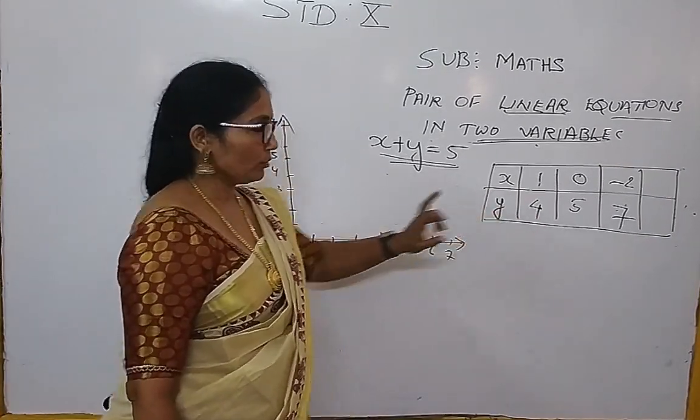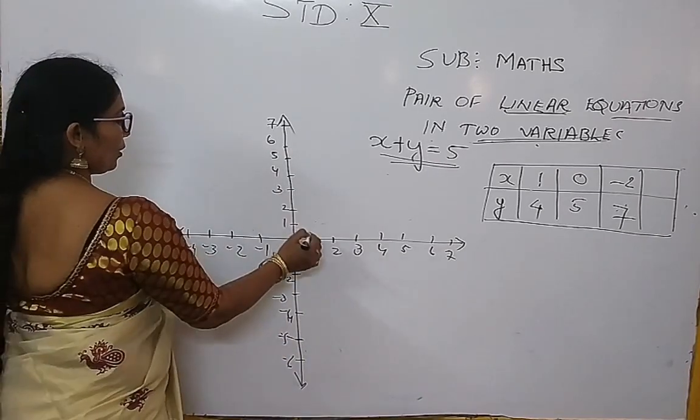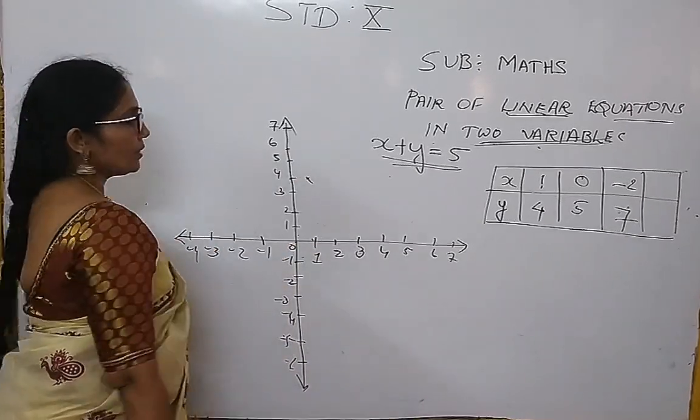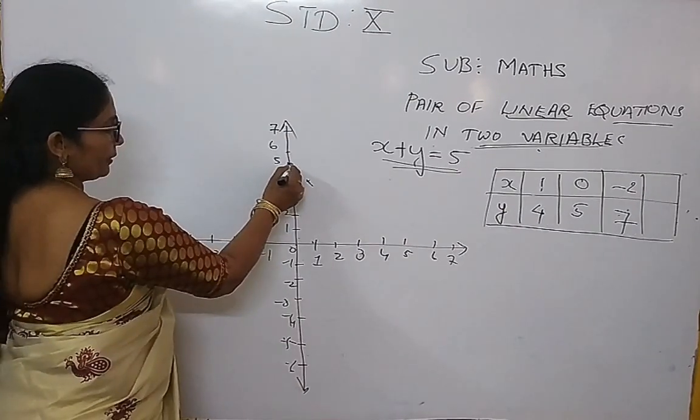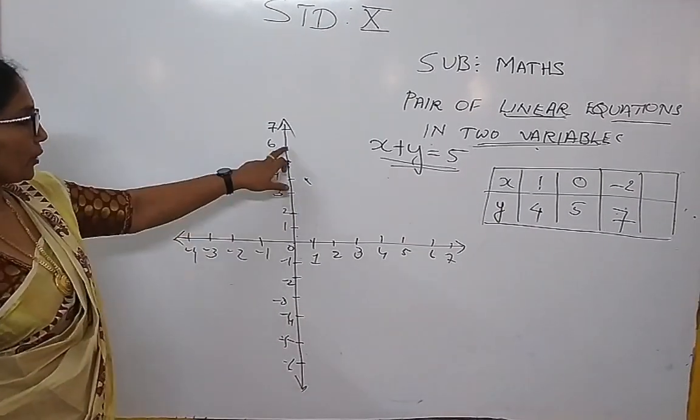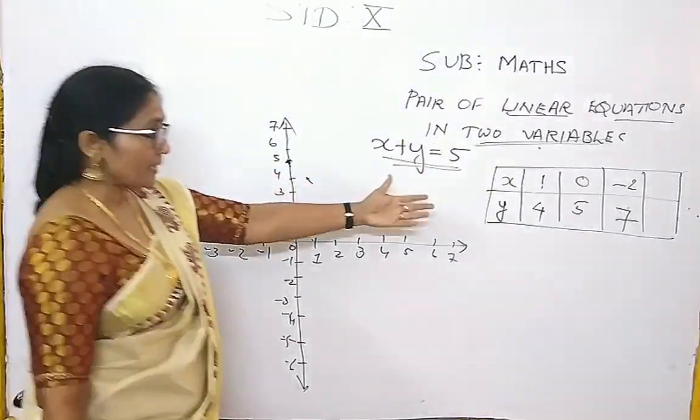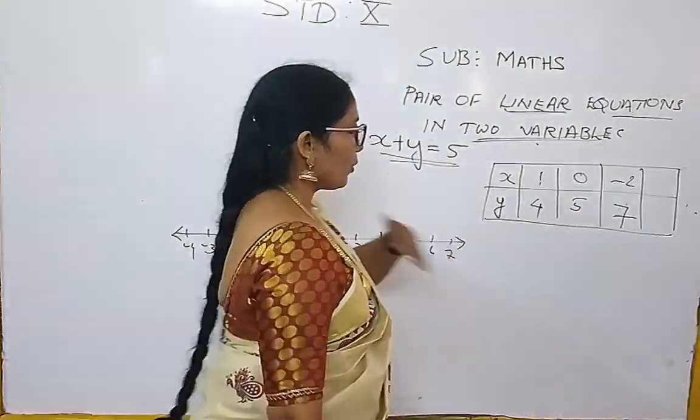Okay, let us plot these points. This is 1, 4. So it will be in the first quadrant, as you know. 1, 4 will be here. Second one, 0, 5. Where is it coming? It is coming here, because it is on the y axis. Here the x coordinate is missing, only the y coordinate is there, therefore it will be on the y axis.